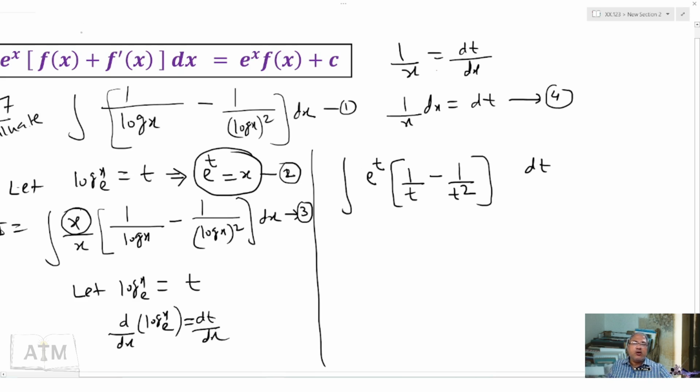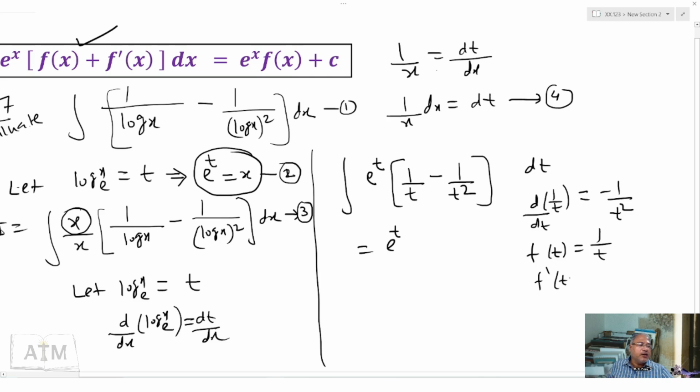Now we got this form, that is the integration of e raised to x into f of x plus f dash x with respect to x equals e raised to x into f of x plus c. So this becomes e raised to t. We know that the derivative of 1 upon t with respect to t is nothing but minus 1 upon t square. Therefore f of t equals 1 upon t and f dash t equals minus 1 upon t square.